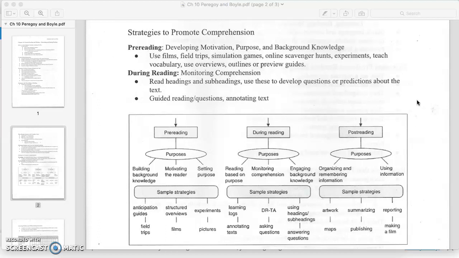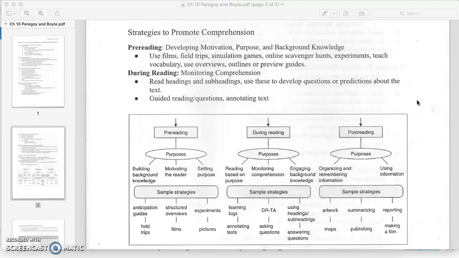And as they are reading, it's important to monitor their comprehension. And so you give them a few tactics of doing this by having them read the headings and subheadings and use these to create predictions of what the text is probably going to be talking about. And then they can develop questions at the beginning of what they are curious about from the headings and what they hope to understand. And as they are reading the text, they can look for the answers to these questions.